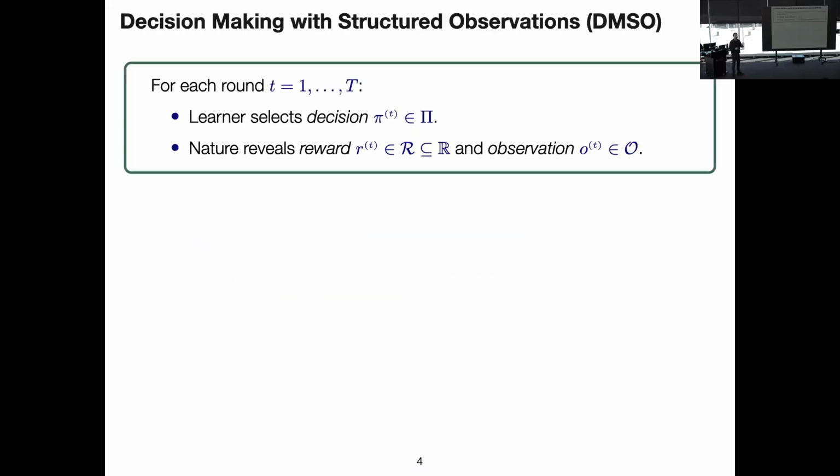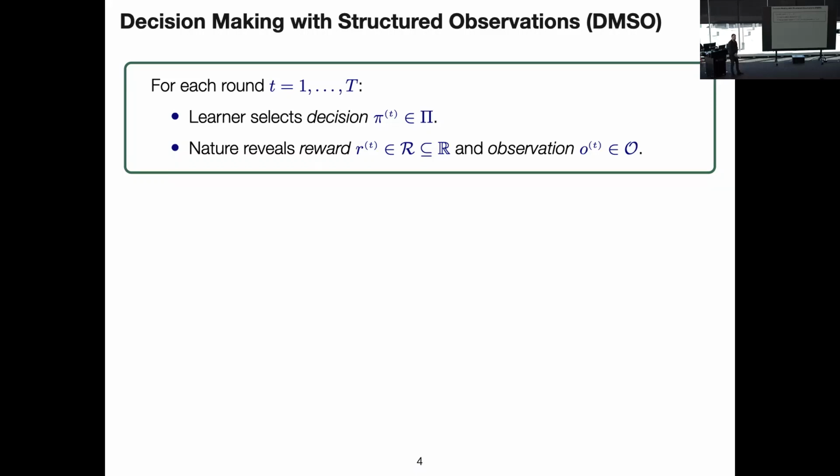In this talk, because I want to be able to discuss many different types of decision-making problems, we're going to adopt a general framework, which we call decision-making with structured observations. You can just think of this as a convenient language for talking about many different decision-making problems in a unified fashion.